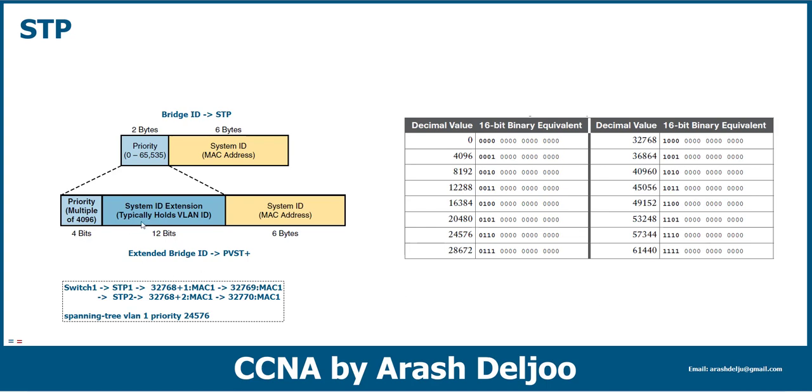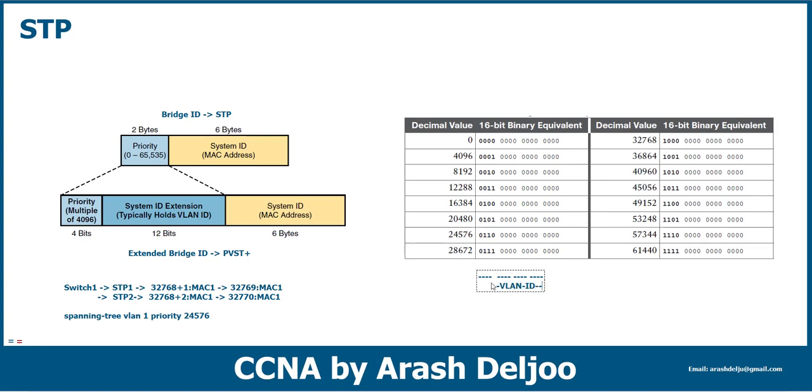Look at here. As you know, in the extended bridge ID, in the priority plus VLAN ID, we have 16 bits, or we can say 2 bytes. 1 2 3 4, then 1 2 3 4, 1 2 3 4, 1 2 3 4, 16 bits. These 16 bits include 12 bits for the VLAN ID. Here we have 16 bits, and the 12 bits are reserved for the VLAN ID, from VLAN 1 to, for example, 4096. This is the VLAN ID.